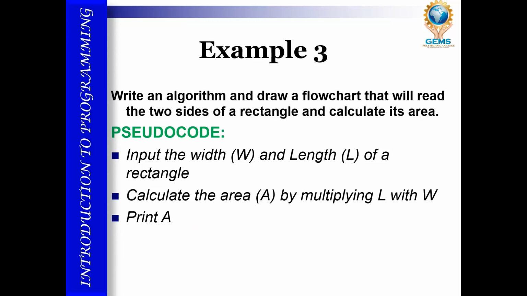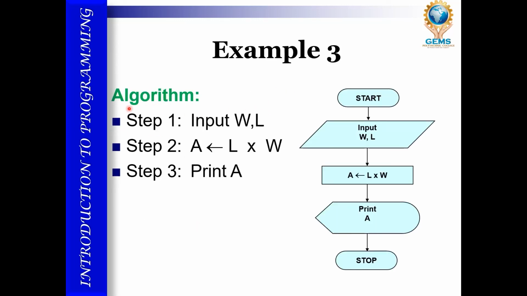So this will be explained by the algorithm and flowchart. Algorithm step 1 says we get the input from the user. Once we have the input from the user, we multiply L and W, and this value is stored in A. A is the area, and finally we print A. So this is the algorithm. This is the way to write the algorithm to find the area of a rectangle.